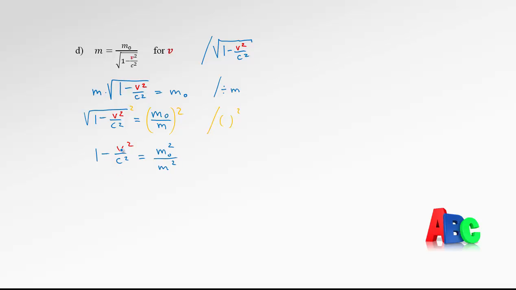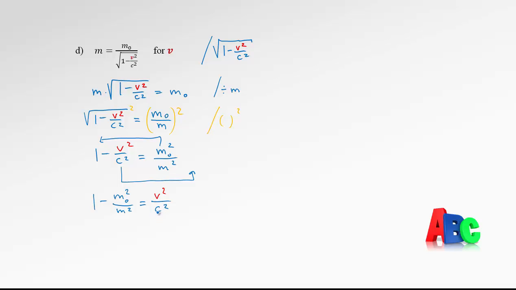Next, to get closer to v, we wish to leave this term, but maybe it's a good idea to leave it with a positive sign. So my suggestion would be to move this whole term to the other side. In the meantime, move this term with m's to the left-hand side. Okay, so on the left we have 1 minus m0 squared over m squared, and on the right we have v squared over c squared.